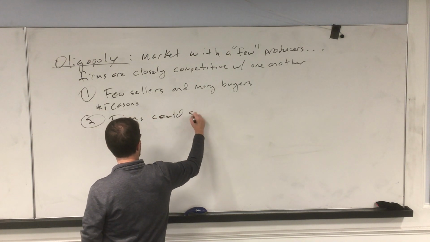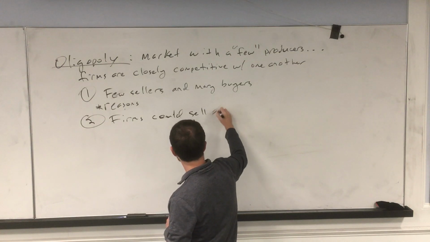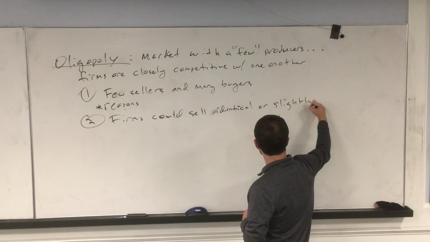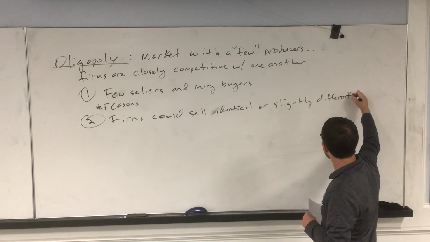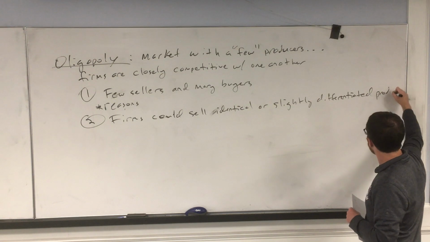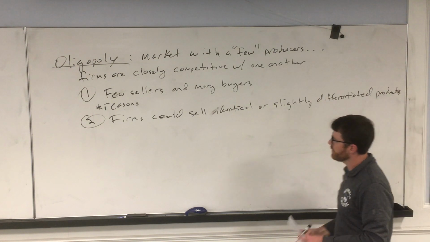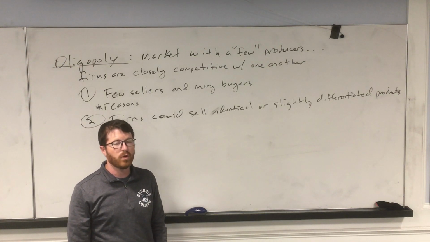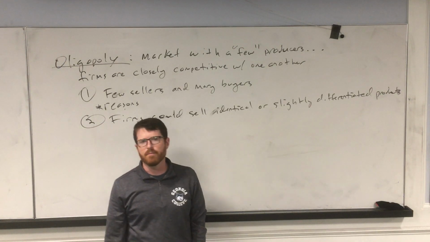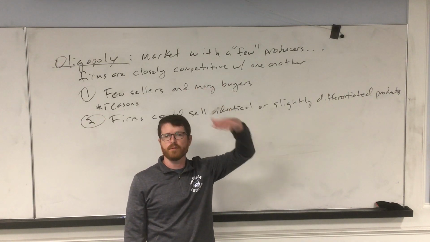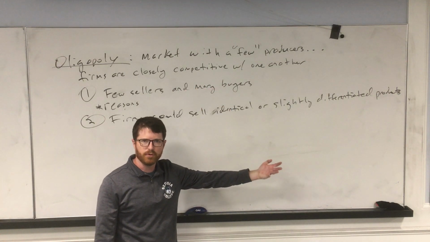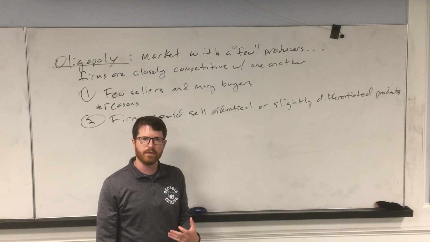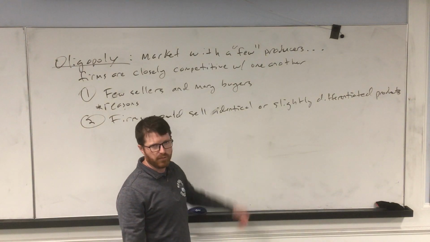In terms of the item, the firms could sell identical or slightly differentiated products. So small town gas stations are going to sell slightly differentiated products. They're not going to look exactly the same. One might have cleaner bathrooms, one might have better pumps, one might have a cover over their pumps, the other one doesn't. These are all things that customers care about. When you're selling gas, it's not just about the gas, it's about the experience, the cleanliness, and so forth. So those products would be slightly different.